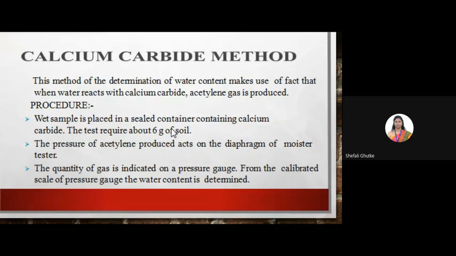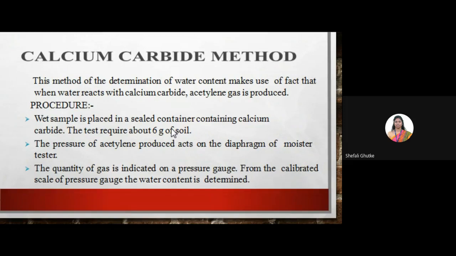Fourth method is the calcium carbide method. This is a very quick method. It requires 5 to 7 minutes. This method of determination of water content makes use of the fact that when water reacts with calcium carbide, acetylene gas is produced.